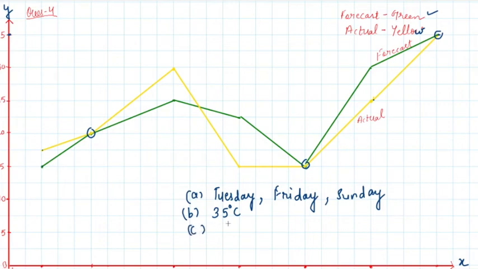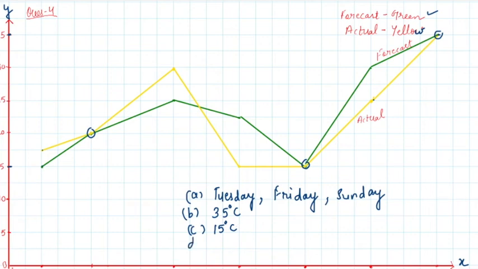C part is, what was the minimum actual temperature during the week? So minimum actual. Actual means you have to notice the yellow graph. If I study here, it is between 15 to 20, it's going up, it's coming down. The lowest value here which is constant is 15 degrees Celsius, right? So 15 degrees Celsius is the least temperature during the week, actual temperature.